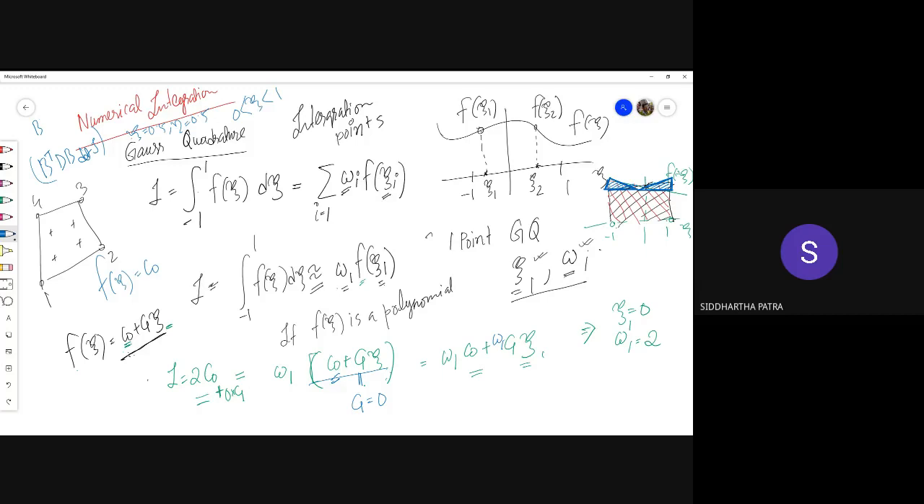Now let's move on to the four noded quad element. What we have learned is that for single point Gauss quadrature the weight should be 2 and the location of the coordinate should be 0.